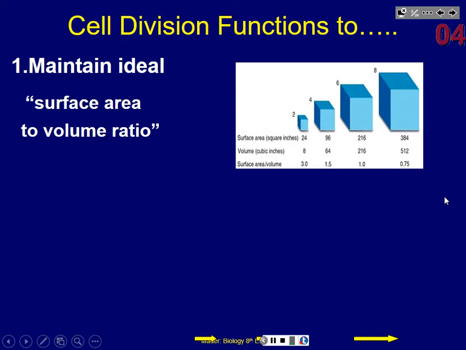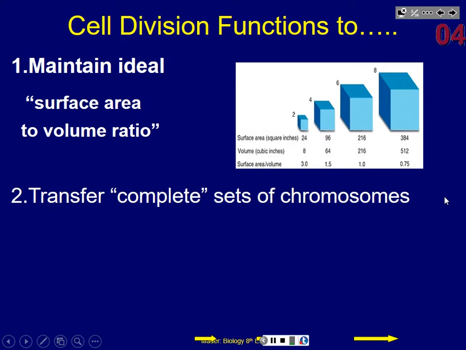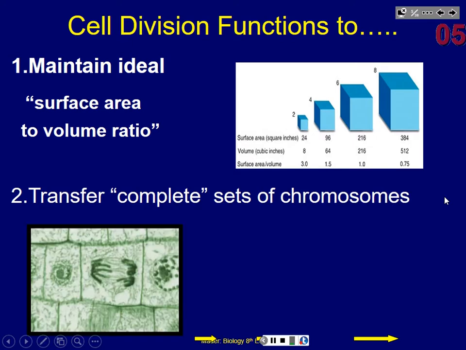Okay? It also transfers a complete set of chromosomes to the daughter cells. Okay? So cell division functions to transfer a complete set of chromosomes to the daughter cells. I think that's so neat to think about, y'all. Think about it for a moment.